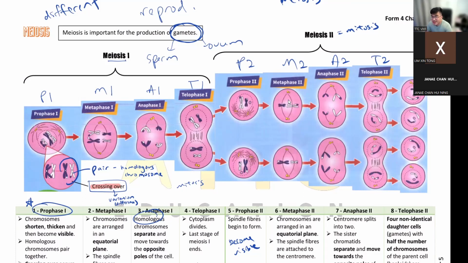So who is more important? Both are important, but they serve different purposes. Mitosis is for you to grow. Meiosis is for you to make a baby. Which is more important? Both are important, right?